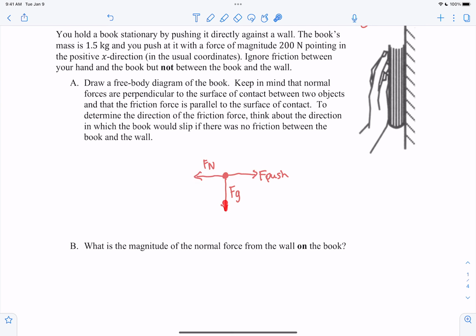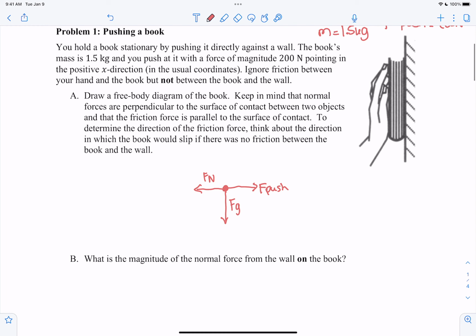And the same thing for the y-axis too, because in the context of the problem overall, there's completely no movement. But someone also stated that there is static friction. So there's absolutely static friction because we have the friction force. They determined the direction it would be pointing: it says determine the direction of the friction force. Think about the direction in which the book would slip if there was no friction between the book and the wall. So the book would slip what?